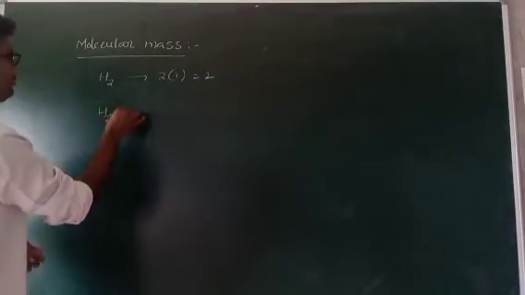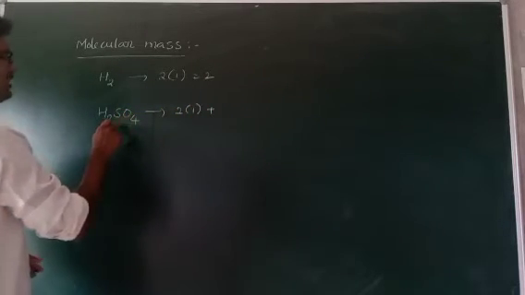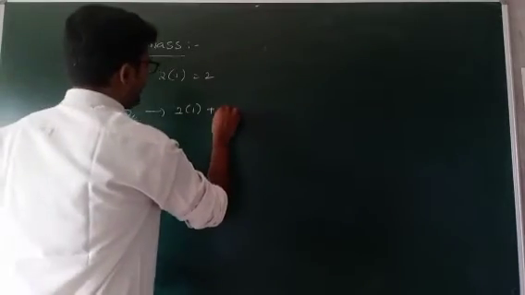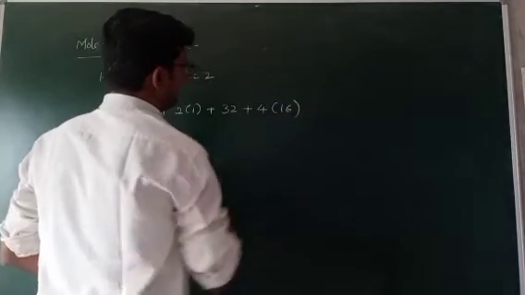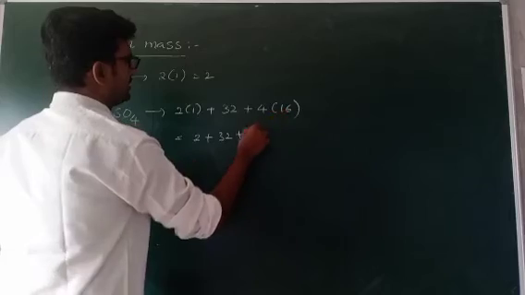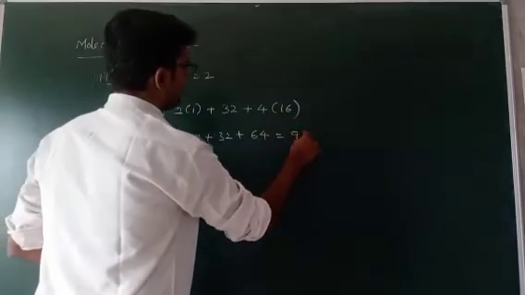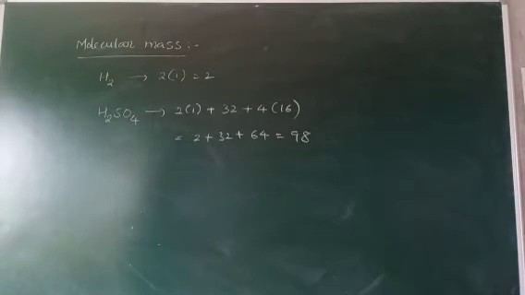For example, H2SO4, we know very well how to calculate. Hydrogen, 2 hydrogens, 2 into 1, plus 1 sulfur is present. Sulfur, 32 atomic mass, plus O4, 4 into 16. Okay, 2 plus 32 plus 64. This is equal to 98. Very easy. This lesson is very easy because you already learned it in 6th class.